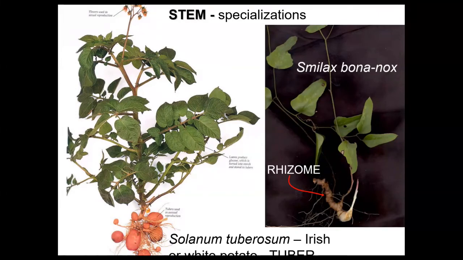Now, this shows the regular stem on a potato, and the specialized stems down here are tubers. We'll talk about when we get to plant physiology why it doesn't pay to grow potatoes in warm climates. Peru was the original source.